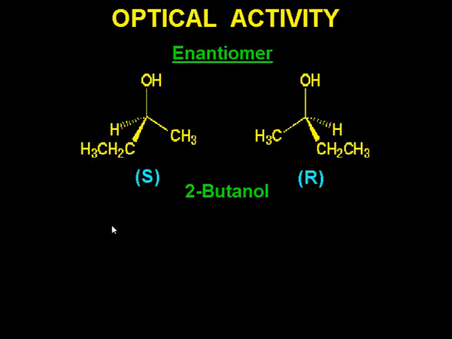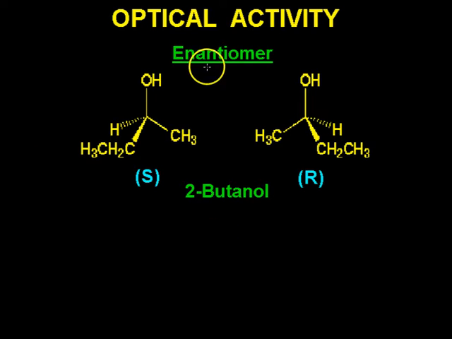Okay, so to better understand stereochemistry, we're going to have to understand optical activity, what that actually means. We said that chiral molecules are enantiomers, right? These compounds have identical physical and chemical properties, and the only difference between them is that they rotate plane polarized light in opposite directions. So let's look at that.